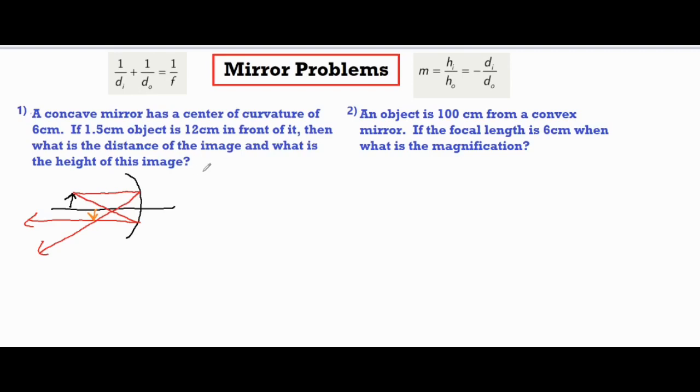So if I go ahead and use my first formula, this one over here, we have 1 over the distance of the image plus 1 over the distance of the object equals 1 over the focal length. Okay, the focus is actually 3 centimeters because it says the center of curvature of the mirror is 6 centimeters, and the center of curvature is always double the focal length. So let's go ahead and work this out and solve for the distance of the image.